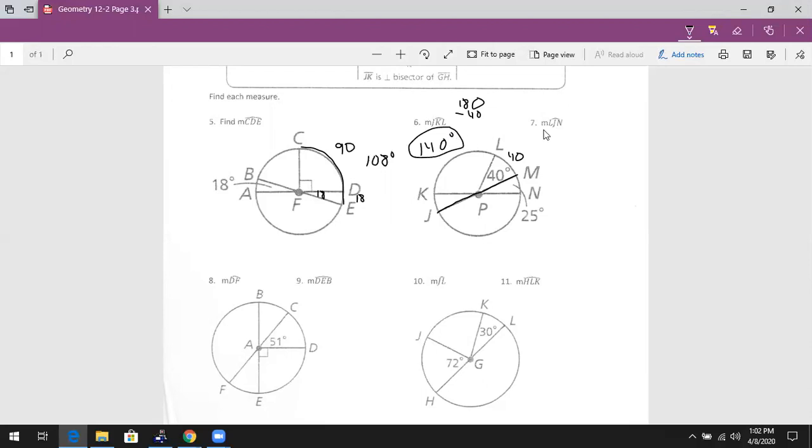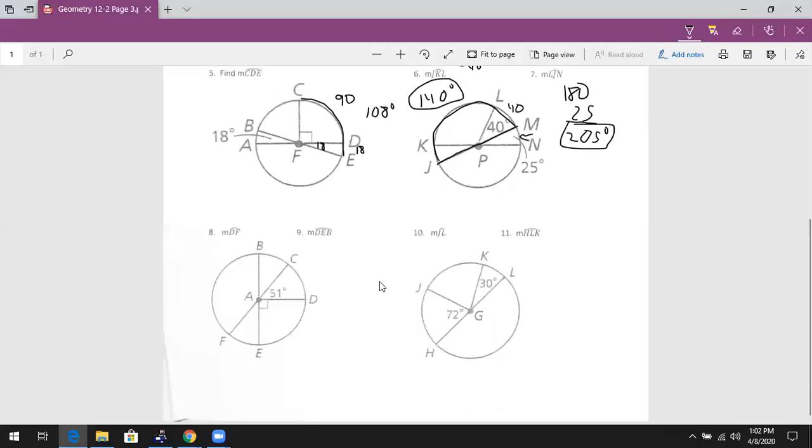Now, what is arc JLN? JLN is going to be the 180 to get me to there, plus an additional 25. So 180 for semicircle JLM, and then arc MN is going to be another 25. So we're talking about 205 degrees.